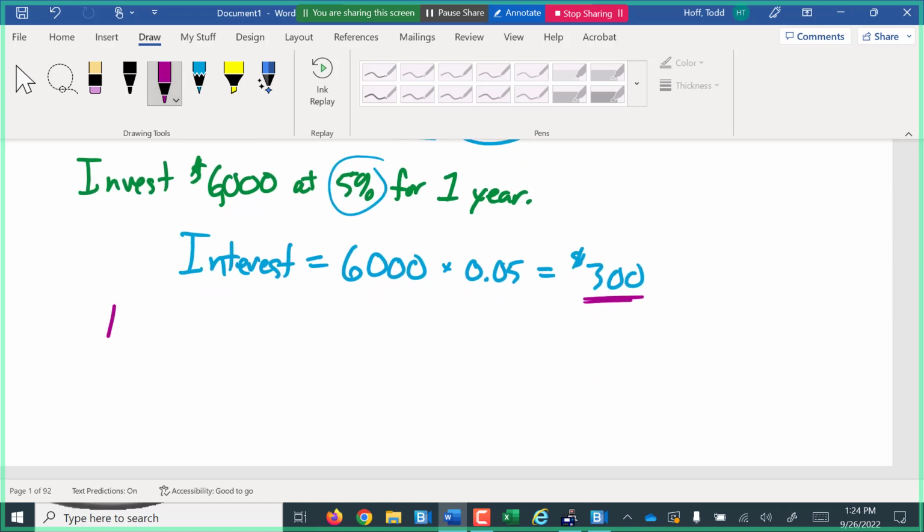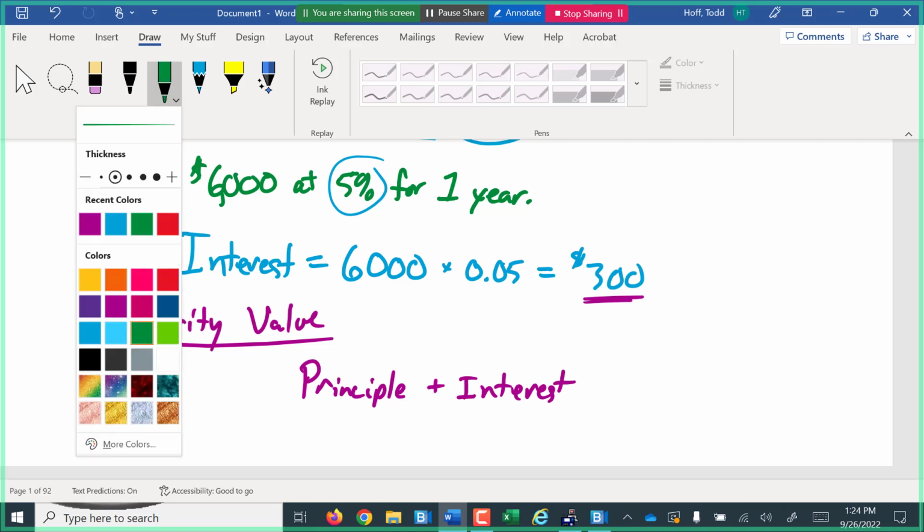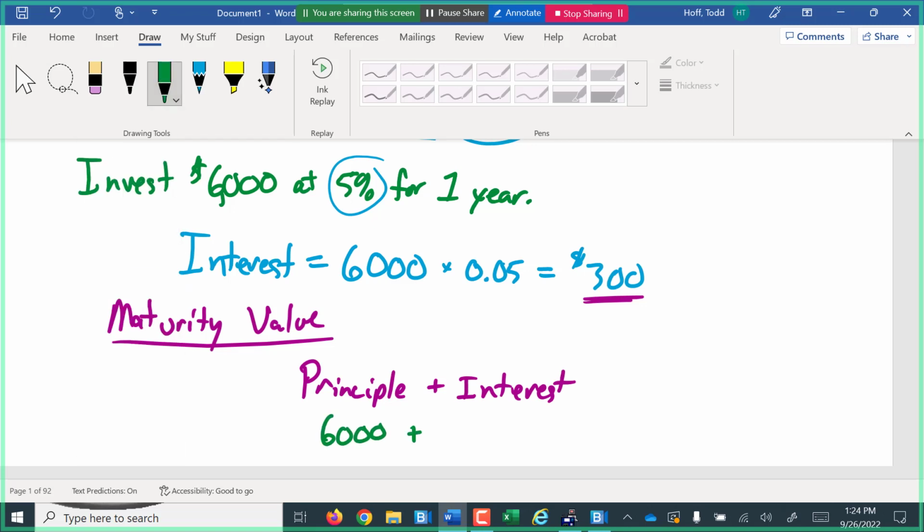If we want to find something called the maturity value or ending value, it's simply the principal plus the interest. So here we would have the $6,000 principal plus how much interest? $300. Good. So $6,300. So our total amount is $6,300 at the end of that year.